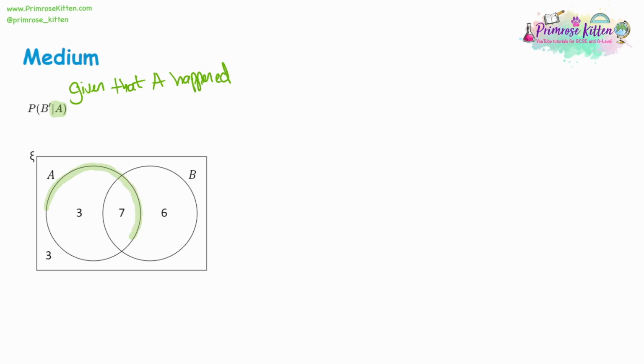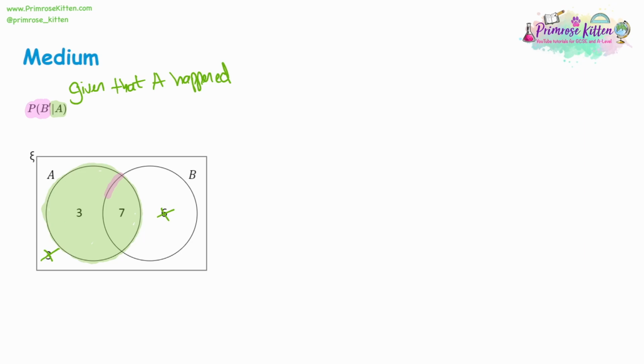This is the only thing we'll look at in the entire diagram. This is now the universal set for us, so we don't care about the 3 or the 6. A's happened. There's nothing we can do about this now. Now we want the probability of not getting B, so we're going to have a look at everything outside of set B.